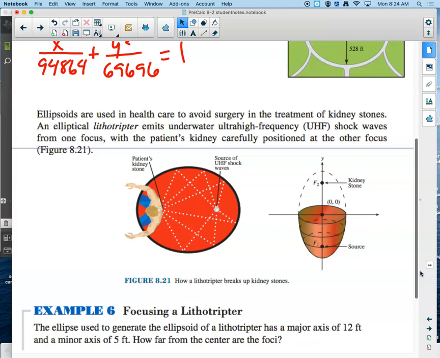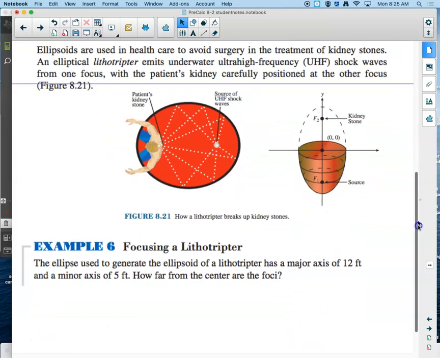So they go under the water and they use those UHF waves, and then they use the elliptical pool to move the person to exactly where the stone is. And once they do that, they pound it with these UHF waves and break it apart so that it's easier to pass. So they're showing us here in a 3D ellipsoid of revolution how that all works. Like I said, usually they'll do it with ultrasounds now instead of the UHF shock waves.